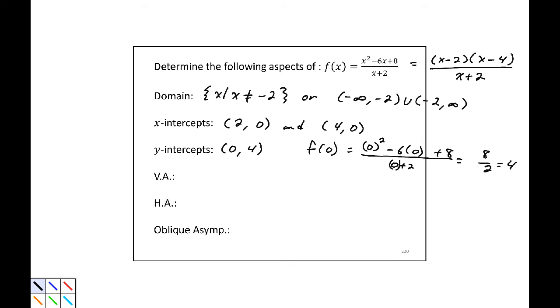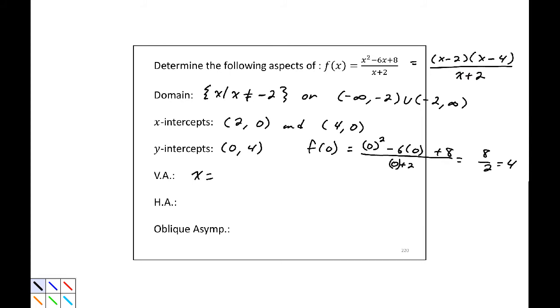Now, going back to our factored form, there are no factors that cancel. Because no factors cancel, we have a vertical asymptote at x equal to negative 2. If something canceled, we would do that and then determine that based off of our denominator. Where our denominator is 0 is where our vertical asymptote is when factors do not cancel.